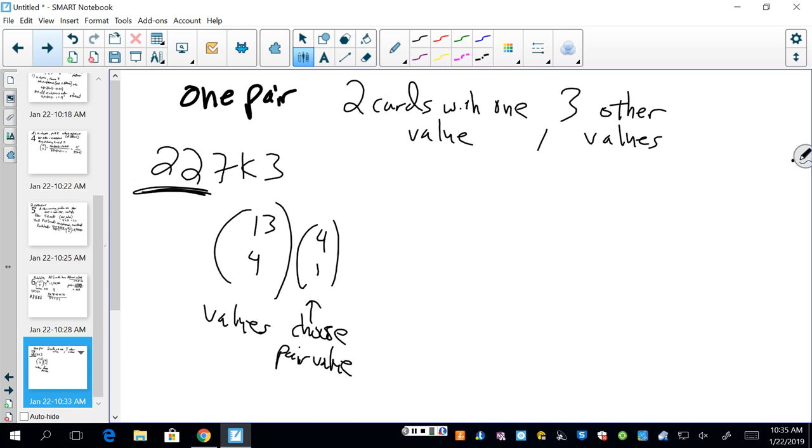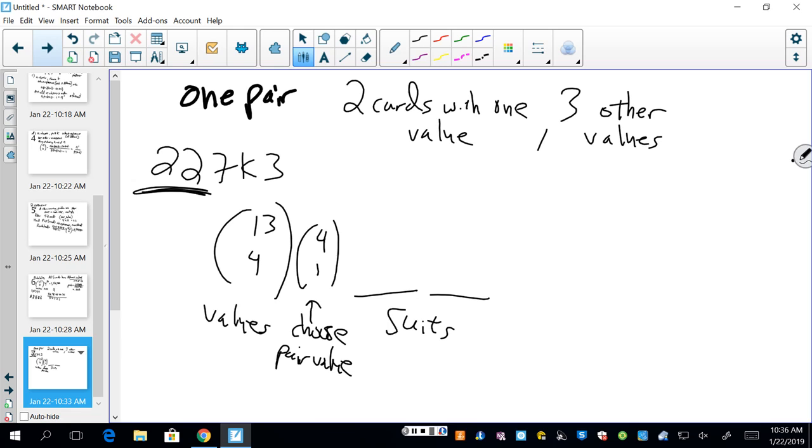Now to complete the cards, we need to add suits onto them. So it's kind of another step, using this multiplication rule. We're going to pick suits, and there's a little bit of difference between choosing suits for the pair versus choosing suits for the singletons. There's 4 suits. How many ways can we choose suits for these 2s? 4 choose 2.